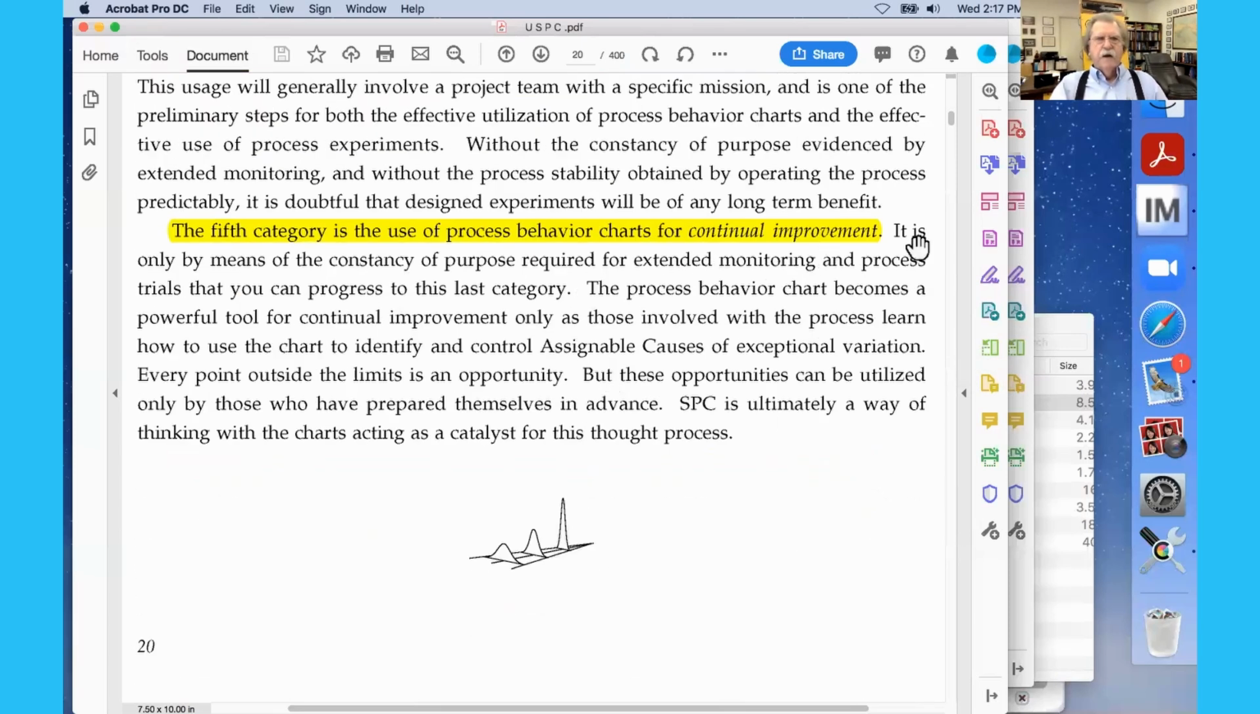And the fifth category is continual improvement. And the difference between process adjustment and continual improvement is all in the follow-through.